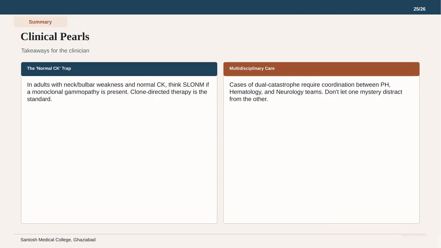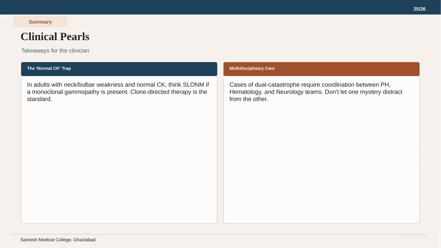As we summarize our findings, keep these clinical pearls in mind. First, beware of the normal CK trap. In any adult with neck or bulbar weakness and a normal creatine kinase, you must consider SLONM if a monoclonal gammopathy is present. Clone-directed therapy is the standard of care for these patients and can be life-saving.